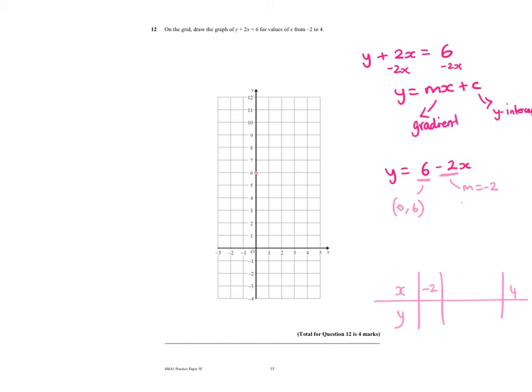And this means for every one along, because it's a negative 2, I go 2 down. So if I go from 6, I go 1 along, minus 2 down. Here's my new point. 1 along, minus 2 down. And I keep going. And if I'm going the other way, I go 1 to the left and up 2. So you can see I have a nice straight line.